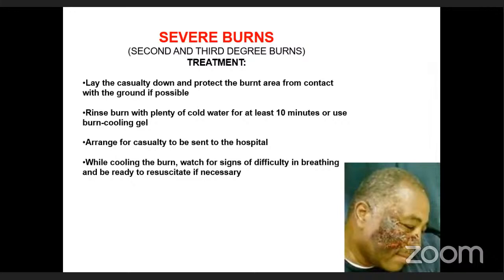Then arrange for the casualty to be sent to the hospital. Arrangement should be made, okay? While cooling the burn, watch for signs of difficulties in breathing and be ready to resuscitate if possible. If the casualty is experiencing shock or is unconscious and finds it hard to breathe, such a person should be resuscitated, okay?